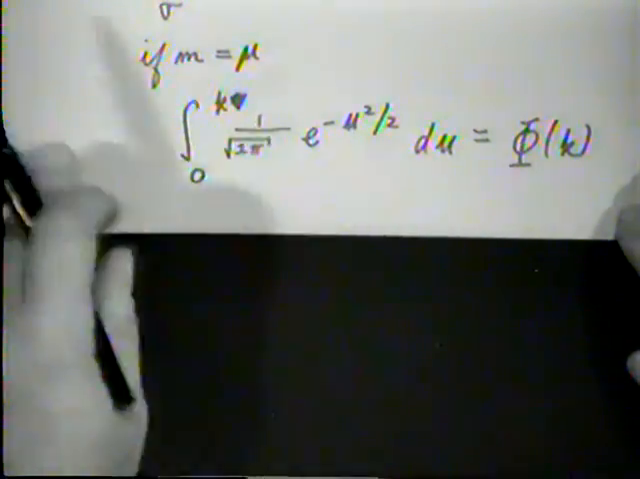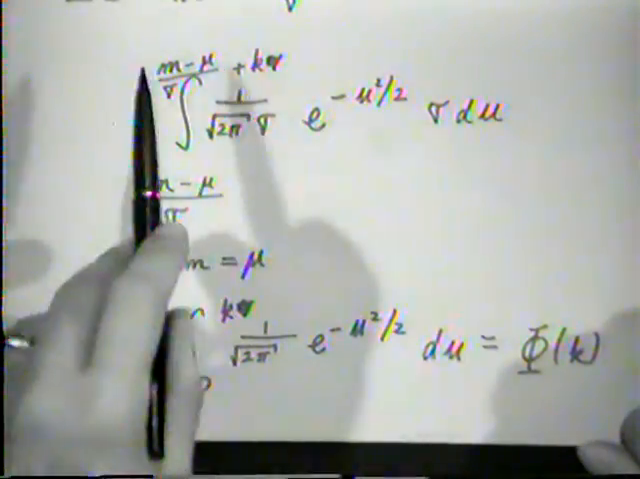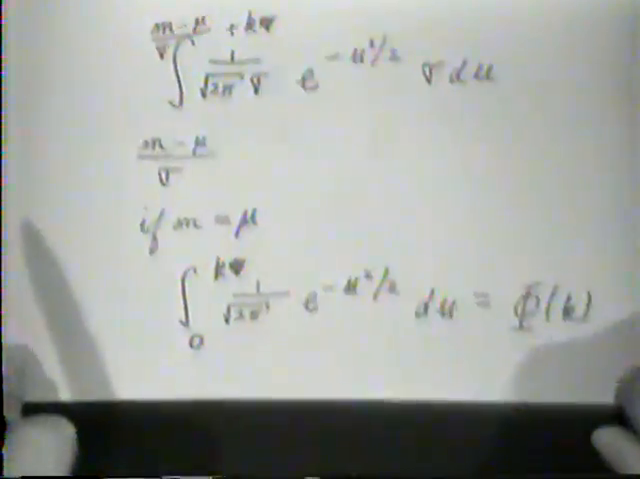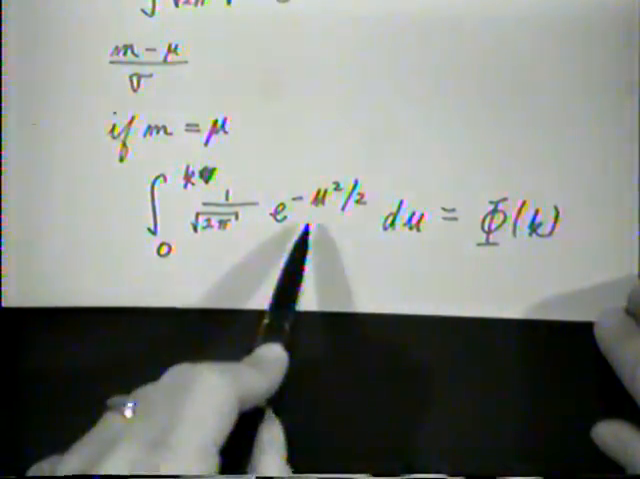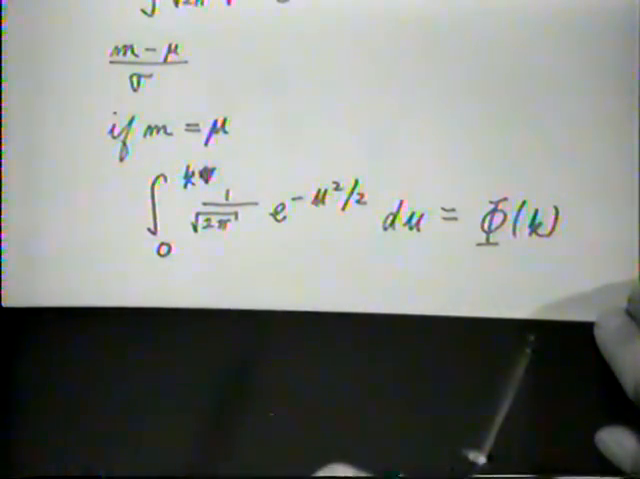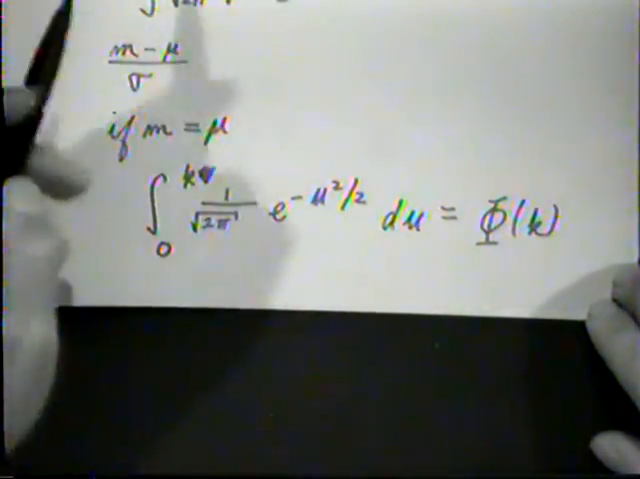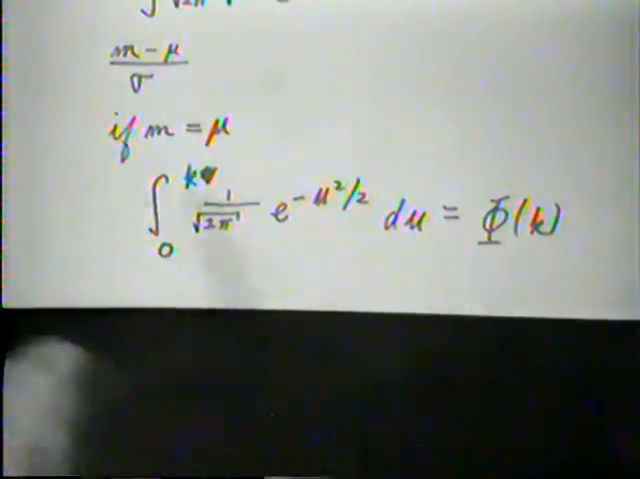When that is the case, you can see that the limits on the integral, m minus mu becomes 0 up top, which just leaves us with this plus k. And what we're left with then is an integral from 0 to k of 1 over square root of 2 pi e to the minus u squared over 2 du, which is by definition phi of k. So what we have found is that the integral that we were asking for before, in the special case where we're looking for a certain number of standard deviations from the mean, turns into this tabulated function.